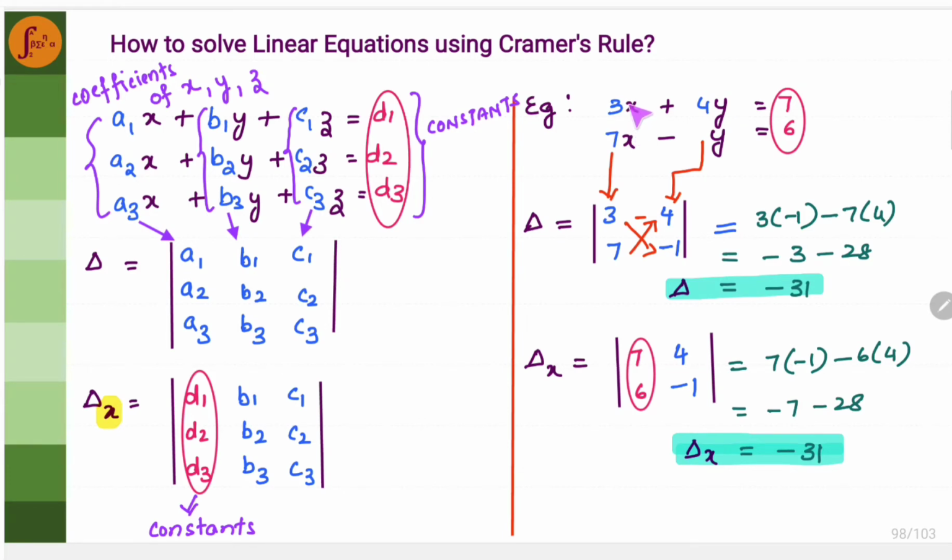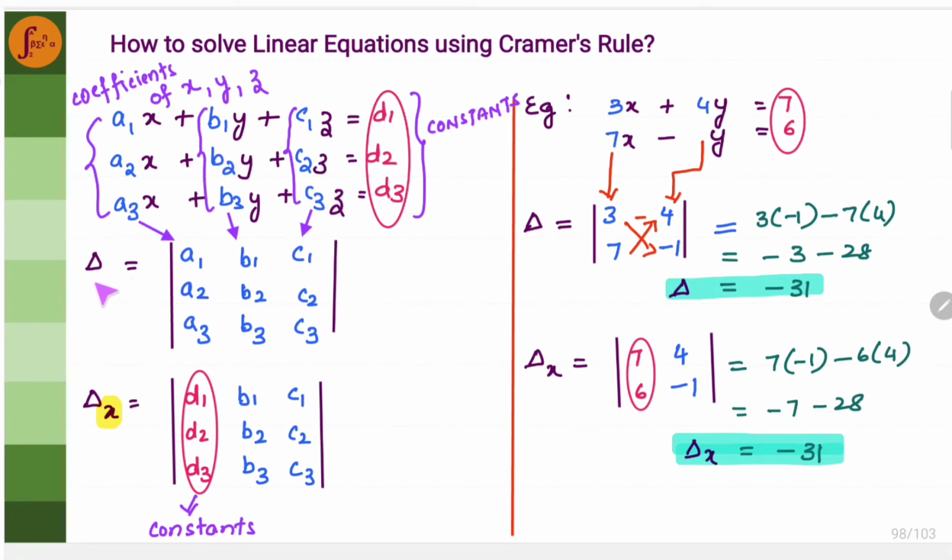X is an unknown variable. So, the number next to the unknown variable is the coefficient. Similarly, what is the coefficient of y? It's 4 and minus 1 here. If there is nothing, then you assume that it is 1, right? So, 4 and minus 1 are the coefficients of y. And 7 and 6 are called the constants, right? Now, here d1, d2, d3 represent constants. a1, a2, a3, b1, b2, b3, c1, c2, c3, all of these are called coefficients of x, y, and z respectively.